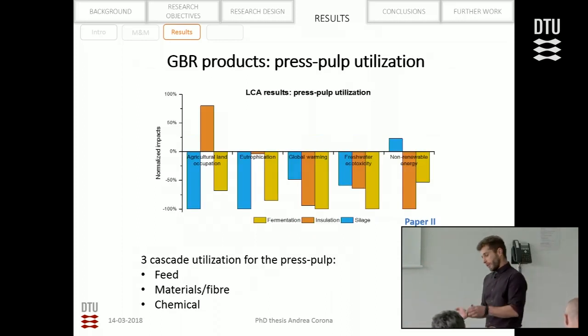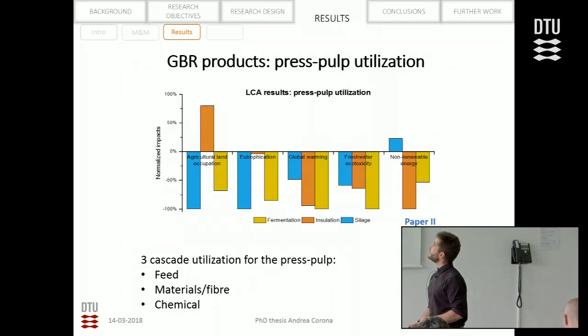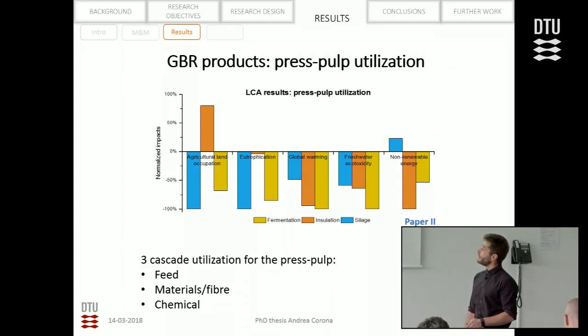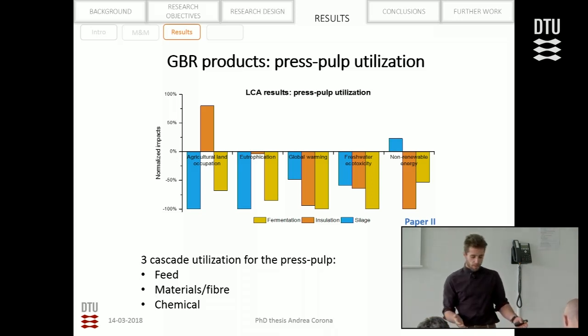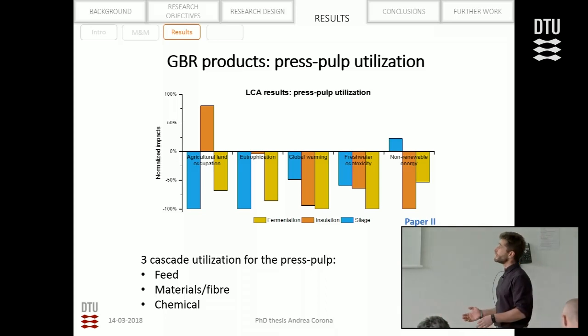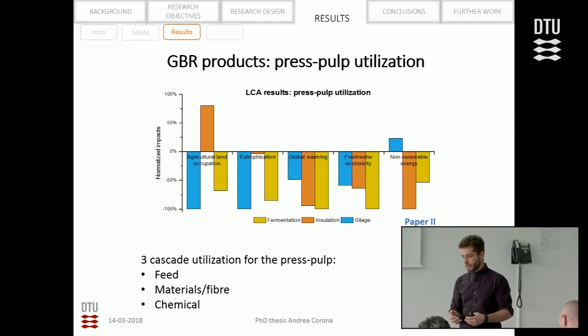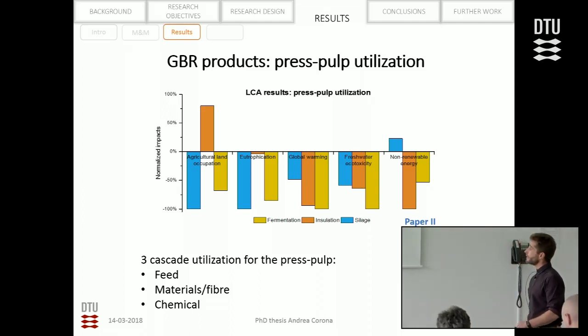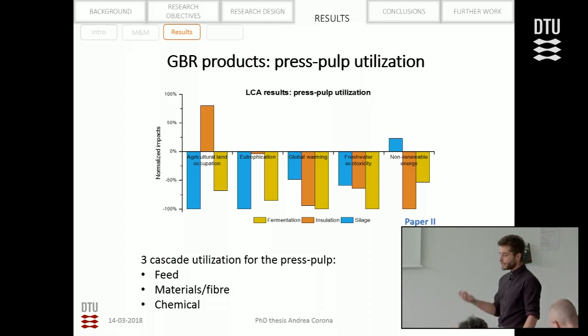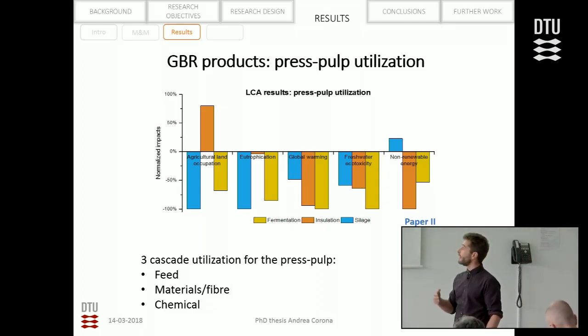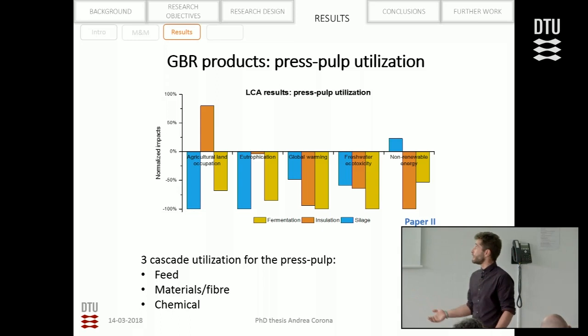Third point, we look at the product. And for the product, in this case, we assess 3 different types of utilization. First of all, we take this press pulp and we ensile it and we use it as a feed for ruminants. The second one is that this press pulp is used as a fiber insulation material for buildings. And the third is used as a feedstock for further biochemical production.